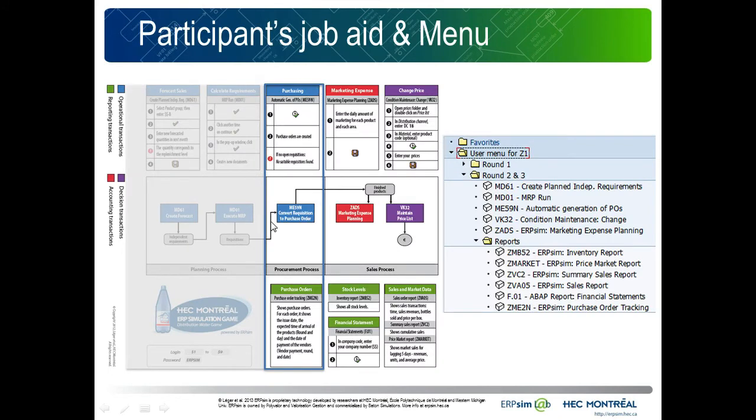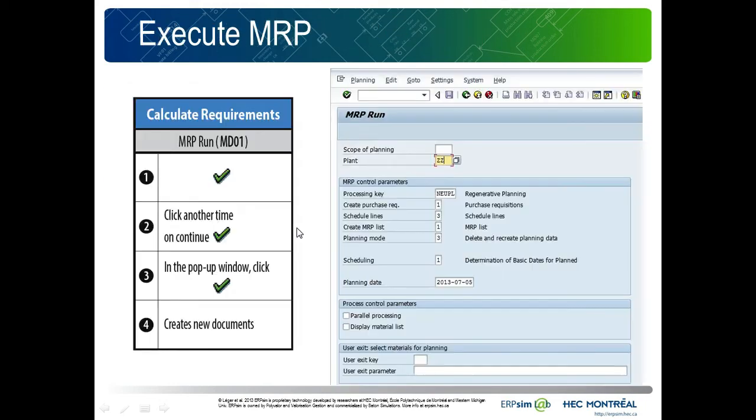So we're jumping into this section of the job aid here, right in the center. So it's the procurement process. What we're doing is a little bit of the planning process and jumping into the procurement process. Opening up rounds 2 and 3, we actually see all the transactions here, but don't use MD61. We haven't talked about that one yet.